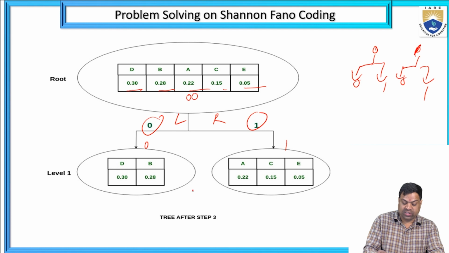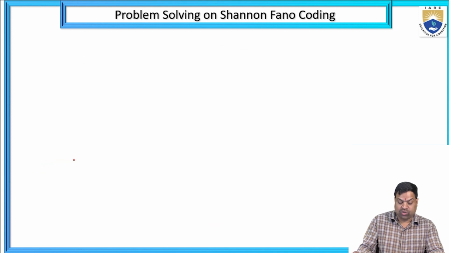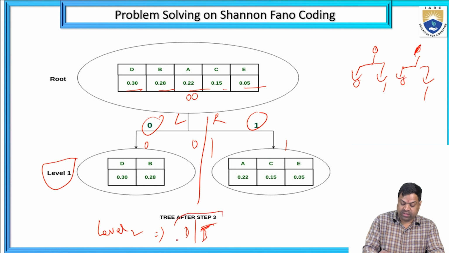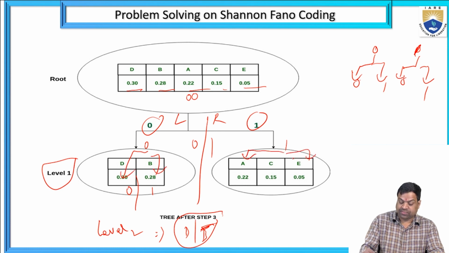So it is level 1, 0 and 1. Next we have to go for level 2. In level 2, what is happening? D and B are 0 and 1. In level 1, these two are 0 and 1. How many zeros are there? Here 2, so it is a 2 bit.